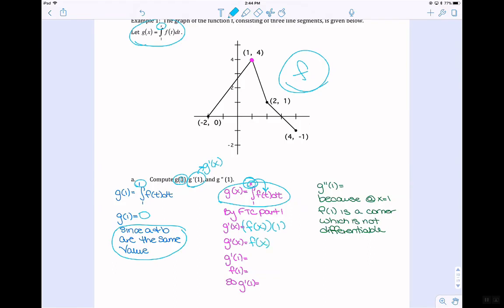So what's g prime of 1? Well, if 1 is where the x is, then I'm going to plug in 1 here. So what is f of 1? This is the graph of f. When x is equal to 1, I'm up at this coordinate point, which is 4. So since f of 1 is 4, then g prime of 1 is also 4.